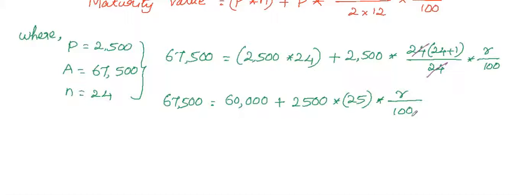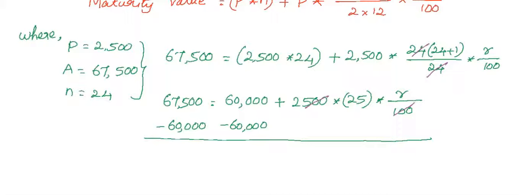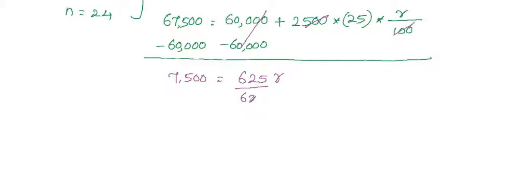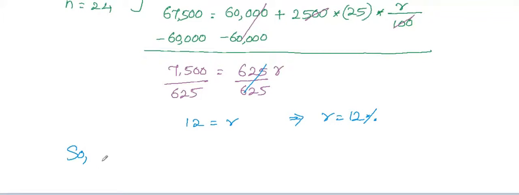Now subtract 60,000 on both sides. So before that, let's simplify this. So 2,500 divided by 100 becomes 25, and then subtract 60,000 on both sides. So we'll get 7,500 equals 25 times 25, which is 625, into R. So 7,500 equals 625 into R. R is the rate. So just divide by 625 on both sides. If we divide 7,500 by 625, we'll get 12. So R equals 12. So the rate of interest is 12% per annum.